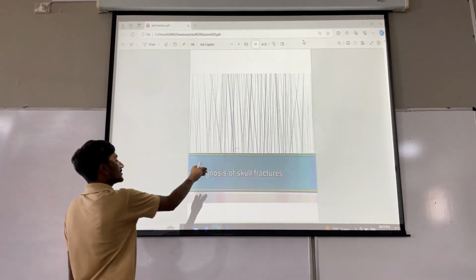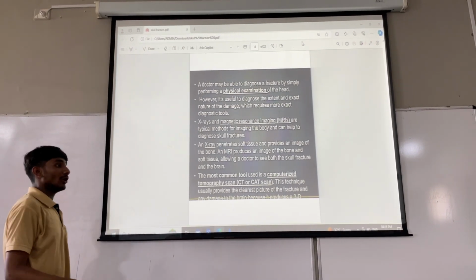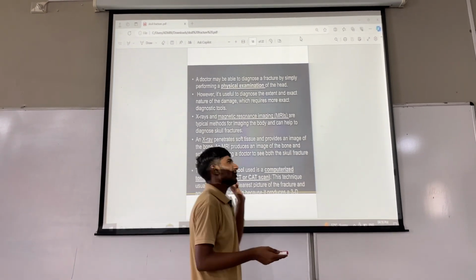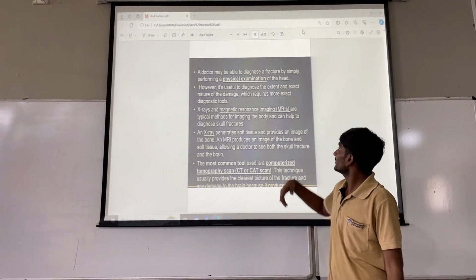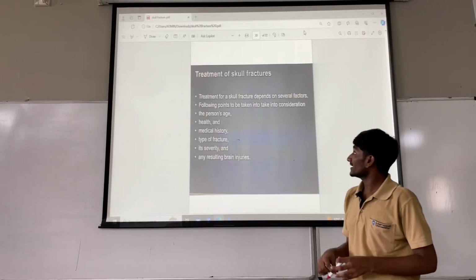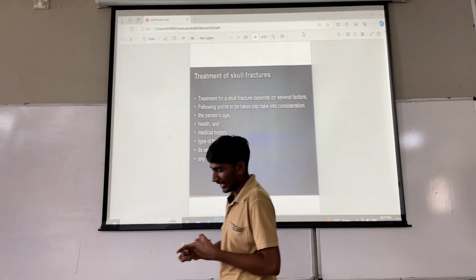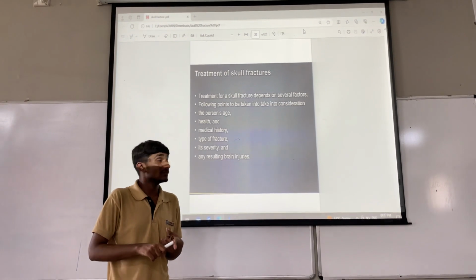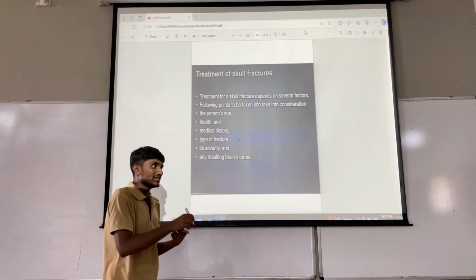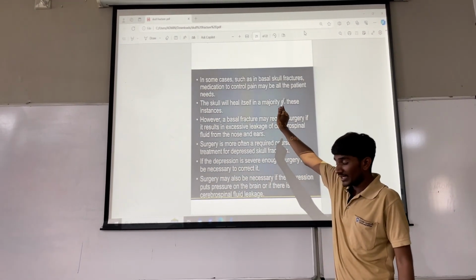Then next, diagnosis of skull fracture. How can we diagnose a skull fracture? By physical examination, X-ray, MRI, and CT scan. That is all about the diagnosis of skull fracture. Then we go to the treatment of skull fracture. Treatment depends on several factors like the fracture line, severity of the fracture, medical history, type of fracture, and resulting brain injury. The whole treatment depends on the type of injury.